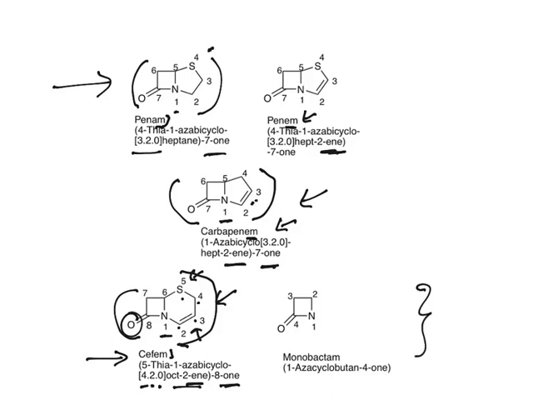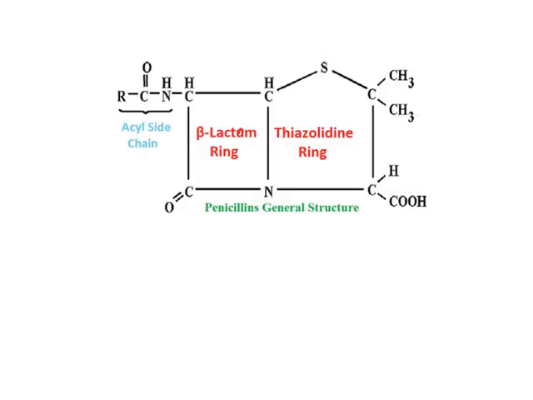Monobactam, very simple one. 1 aza, at first position aza is there. Cyclobutane. This is not a bicycle. This is just a cyclobutane, and at fourth position, one is there. So this is the brief nomenclature of all beta-lactam antibiotics.